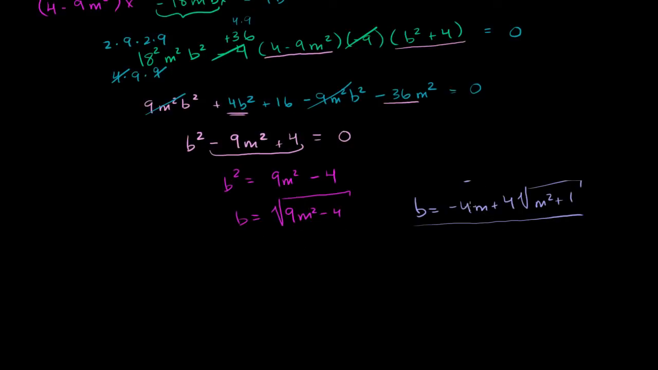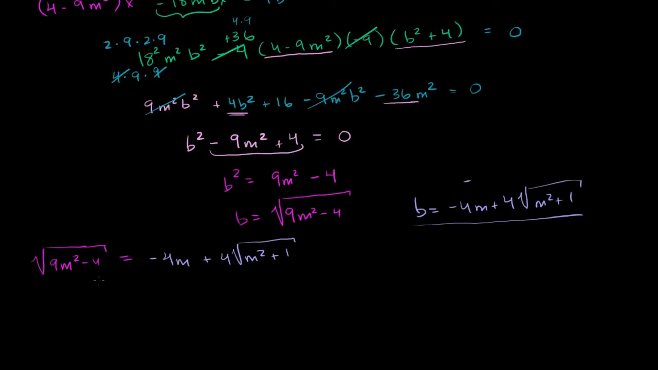This is the constraint from the circle. Let's set them equal to each other and solve for m, and then we'll have our slope of the line. So let's set them equal to each other. We have the square root of 9m squared minus 4 is going to be equal to negative 4m plus 4 times the square root of m squared plus 1.